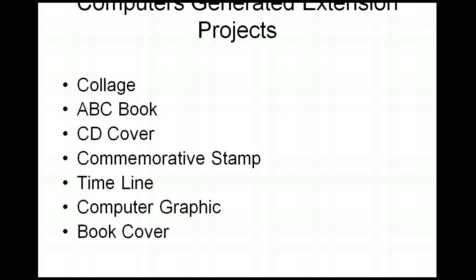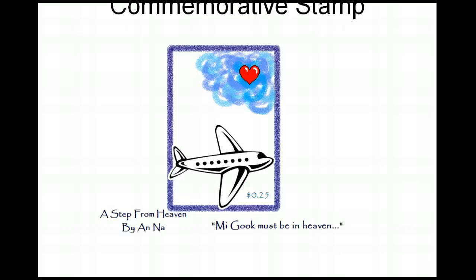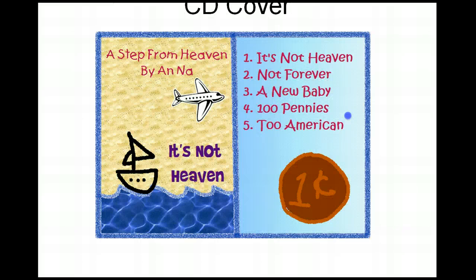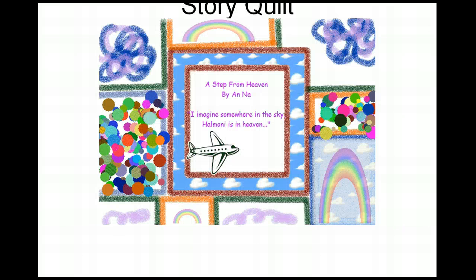Okay, and I have some examples of extension projects. So here is one, and this one has a lot of scaffolding built into it. We were using Kidspiration and a character study. So I would use this for younger students. Here somebody did a commemorative stamp or a CD cover. This was all done in KidPix. Again, you have so many wonderful Web 2.0 tools to choose from.